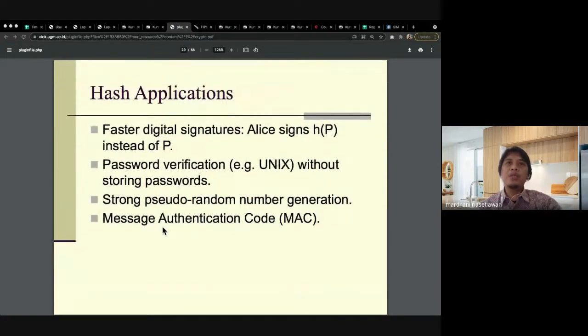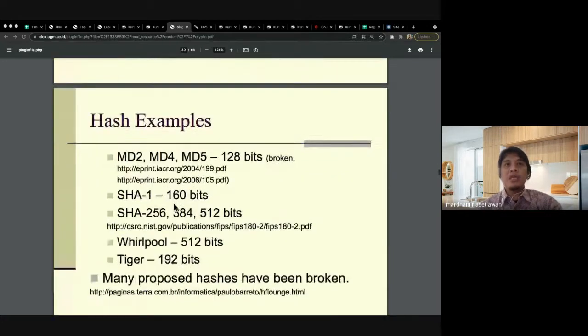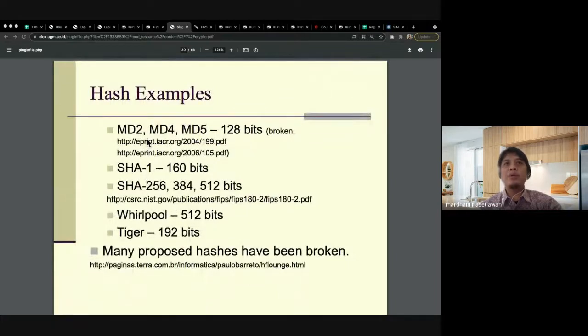For hash applications, it is commonly used for faster digital signatures. And then we do password verification without storing the password. And then we have strong pseudo random number generation. And also the message authentication code, or MIC, is one of the hash applications in here. So this is the hash example. This is MD2. Maybe you already know MD4 and MD5. But unfortunately, it's only 1 to 8 bits. Maybe you still find MD5 or something in the databases.